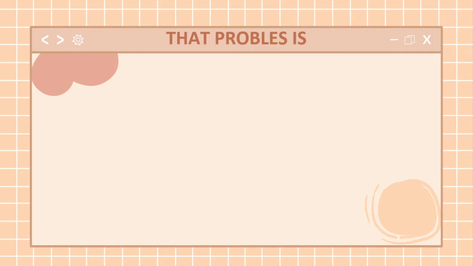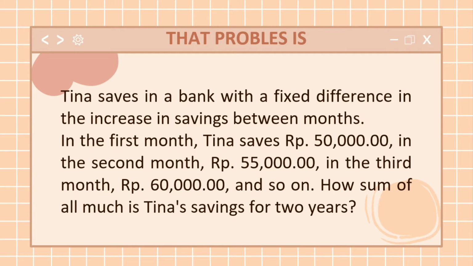The problem is Tina saved in a bank with a fixed difference in the increase in saving between months. In the first month, Tina saved 50,000. In the second month, 55,000. In the third month, 60,000, and so on. How much is the sum of all Tina's saving for 2 years?